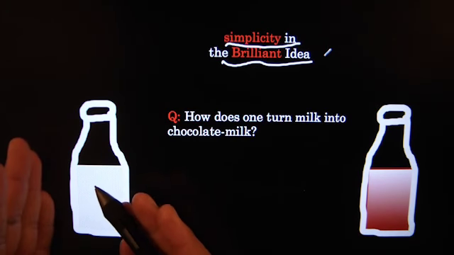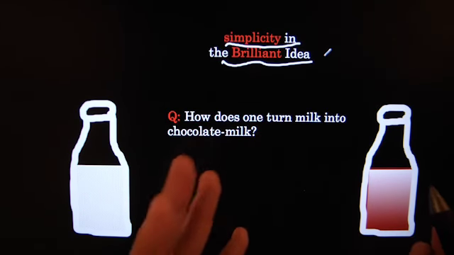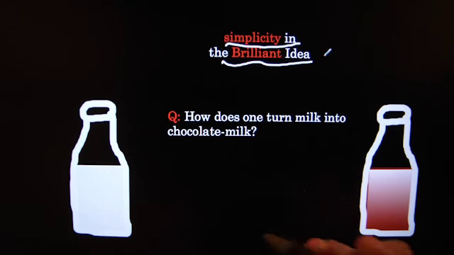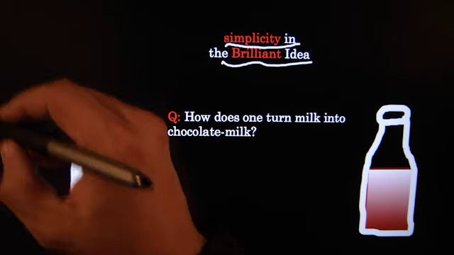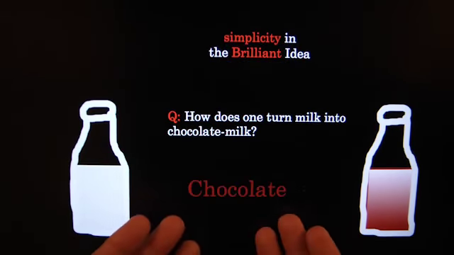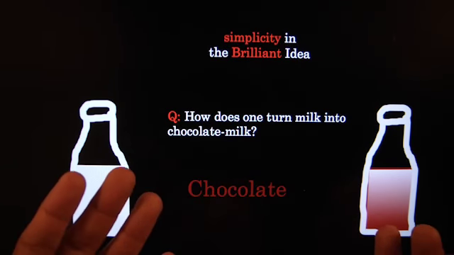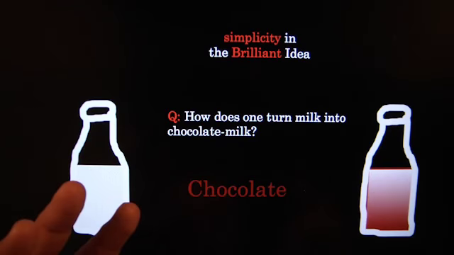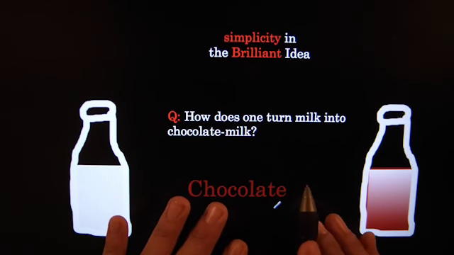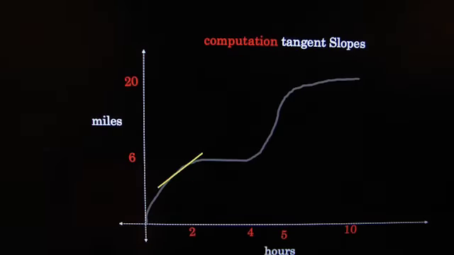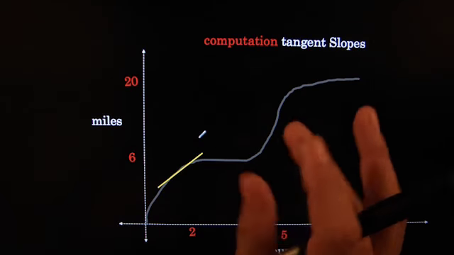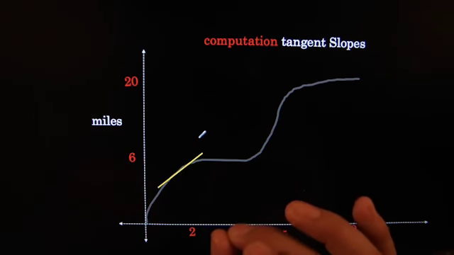How do you turn milk into chocolate milk? Think. How would you do that? Well, it's so easy. All you do is add chocolate and it turns the milk into chocolate milk. That idea is so simple and so brilliant. Well, this one's not brilliant, but it's so simple. The idea of computing tangent slopes is that simple, but 1,000 times more brilliant.